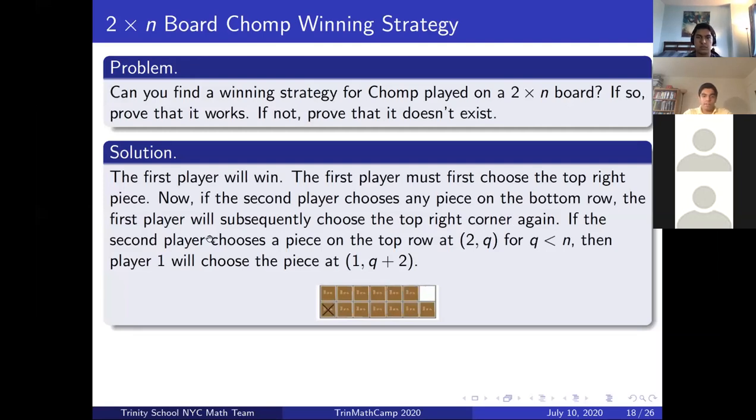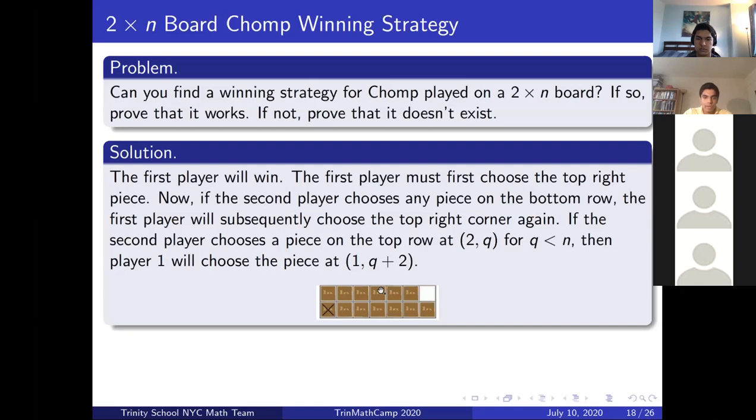If the second player chooses a piece on the top row at, let's say, 2, q, for q less than n, so they choose this piece or this piece or any other piece on this top row, then the first player will choose a piece at 1, q plus 1. Sorry, that should say q plus 1.